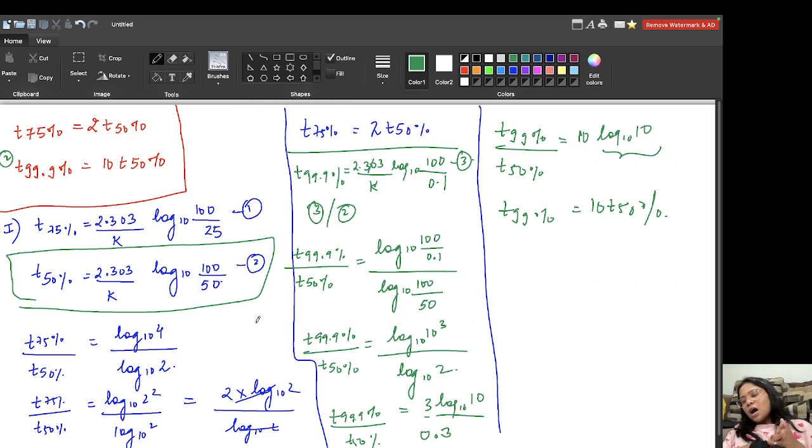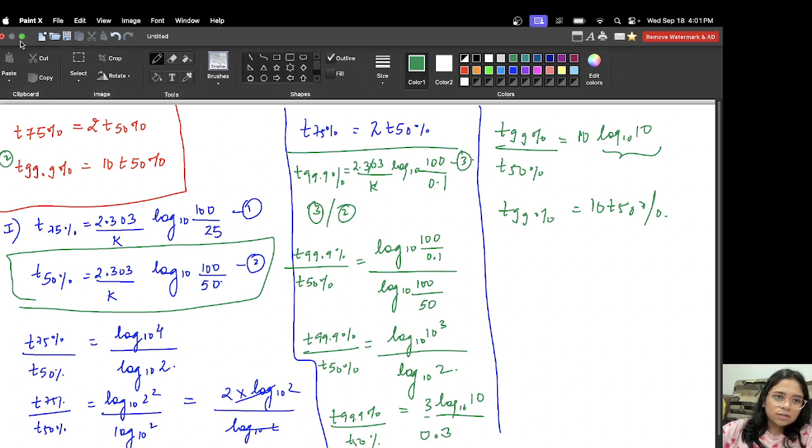Okay, so our first order reaction is also complete. Please revise all these things because second and third order is very different from all these things, from 0 and first order reaction. Okay, so that's all for your first order reaction. Thank you so much.